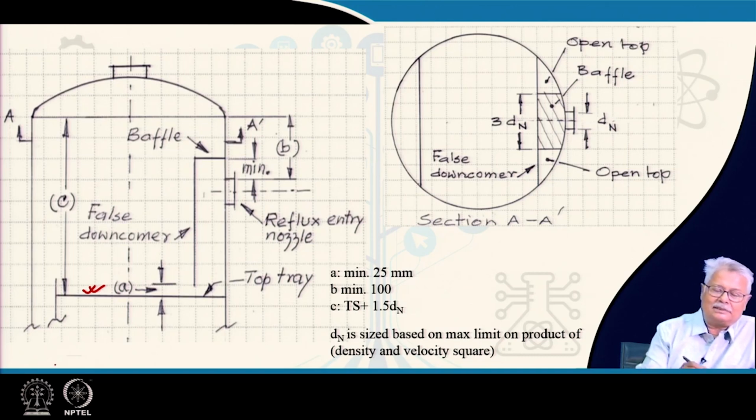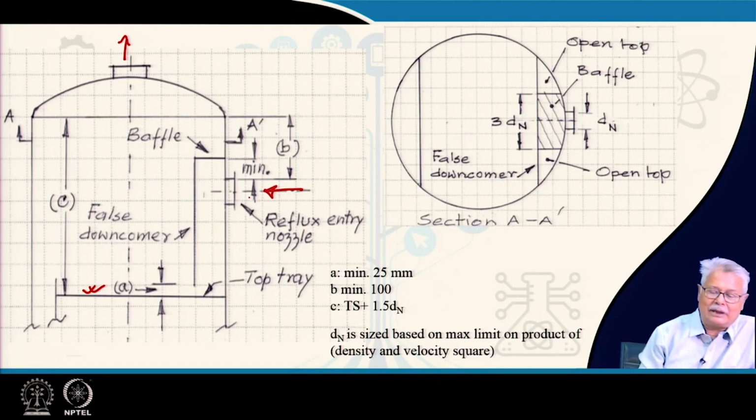Here in this top section, you will have a vapor outlet. You will have a reflux entry here. The vapor is supposed to be fully vapor. You may have or you may not have a demister at the top. The reflux entry is supposed to be for a liquid flow rate.